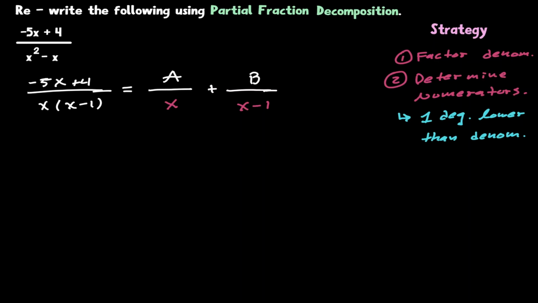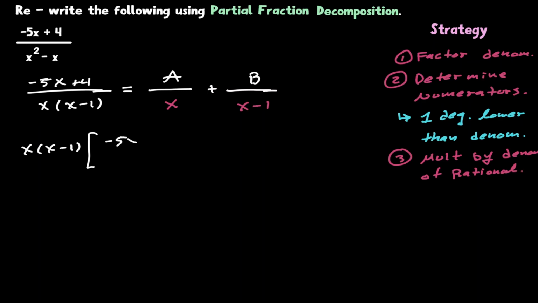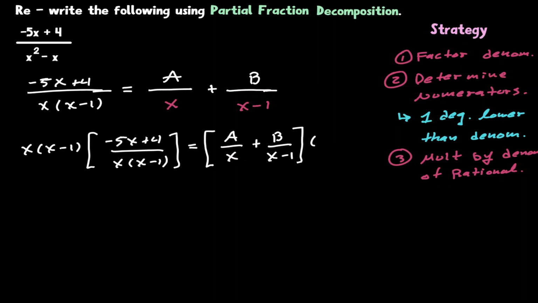And now that we have this set up, let's multiply by the denominator of the original fraction that we were given. So let's do that. Whatever we do on one side of the equation, we must do on the other side as well. Now notice what's going to happen when we do this. The expression x and x minus 1 is going to cancel out with the whole denominator on the left-hand side.